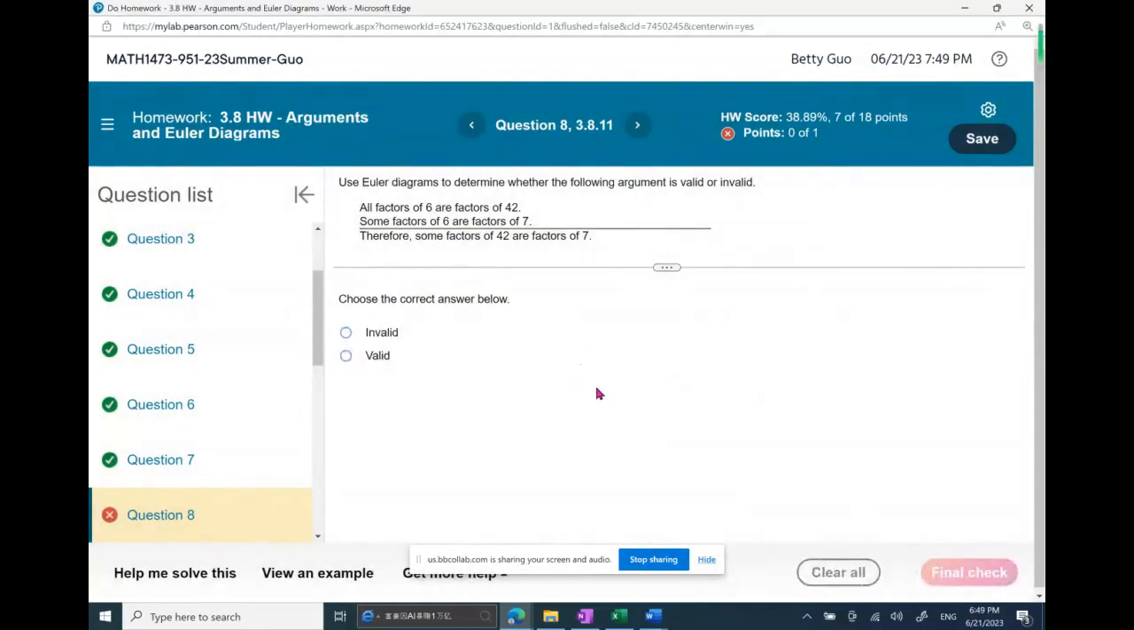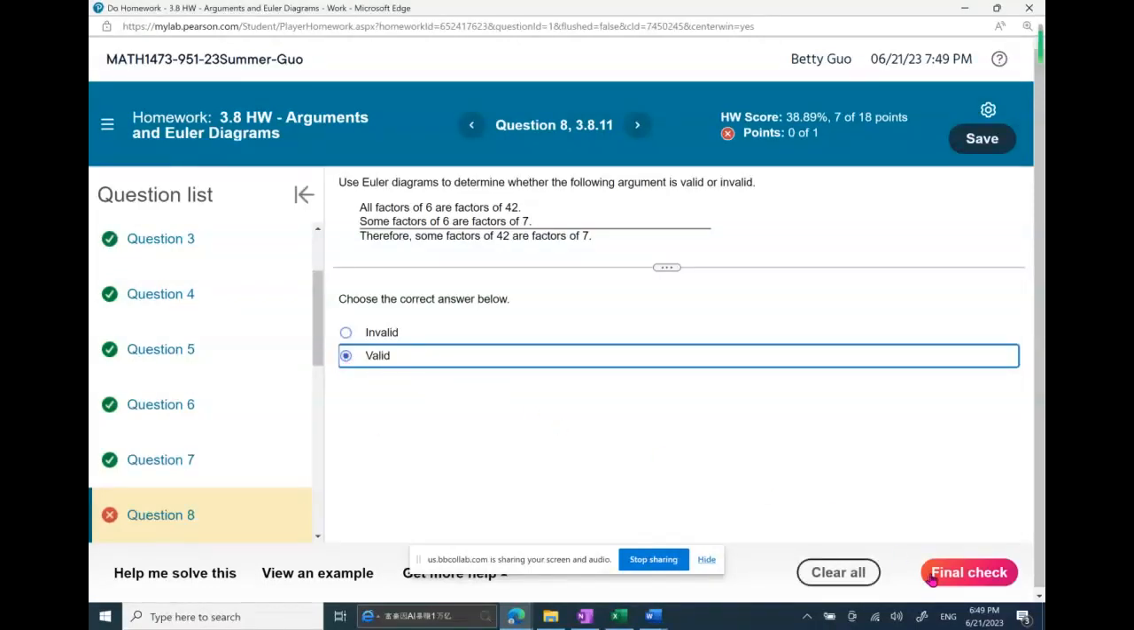All factors of 6 are factors of 42. Some factors of 6 are factors of 7. Some factors of 42 are, isn't that the same thing? So it's valid. Okay.